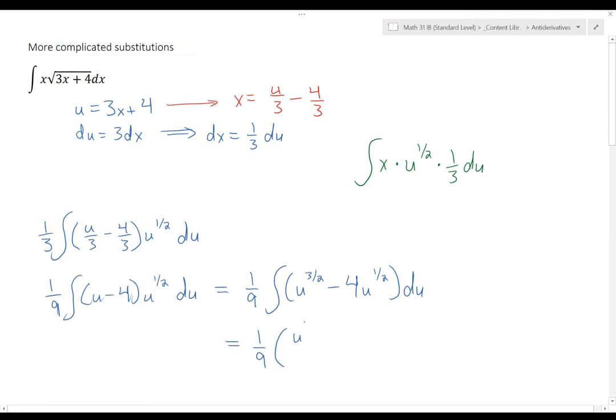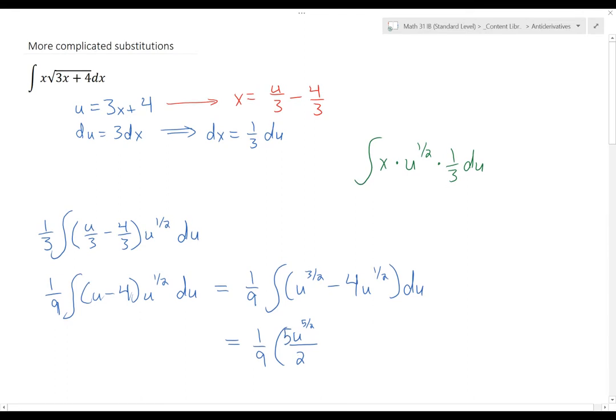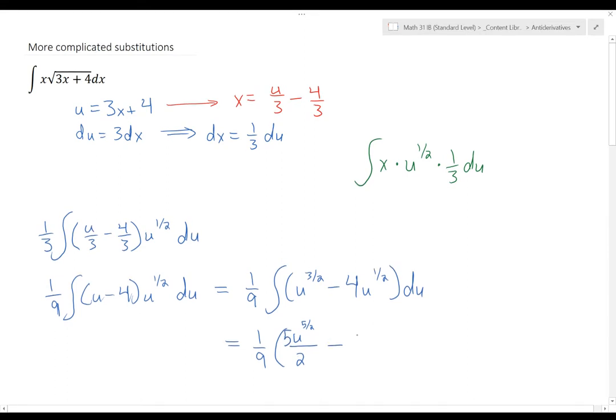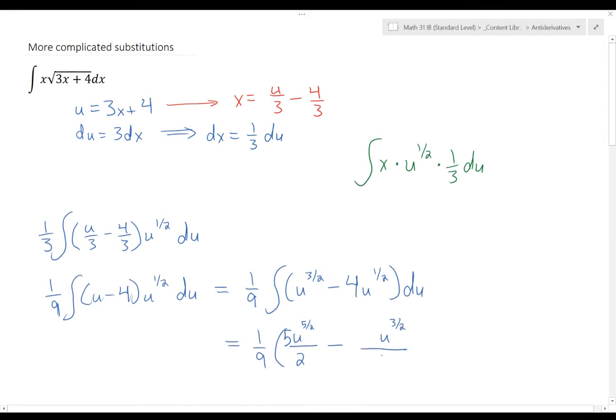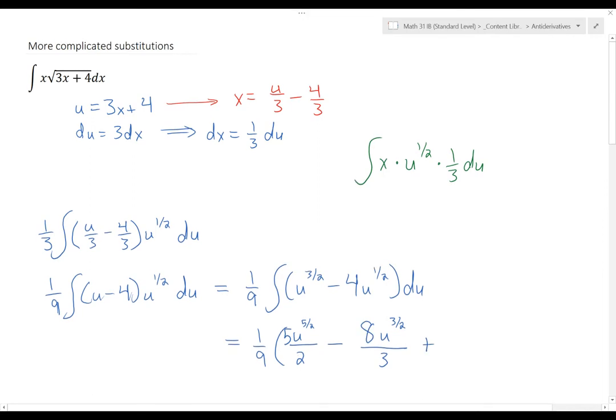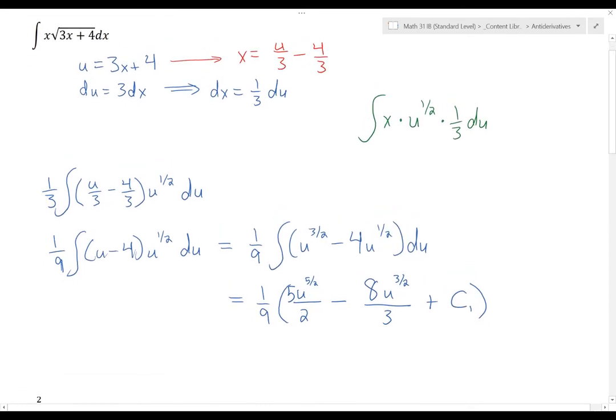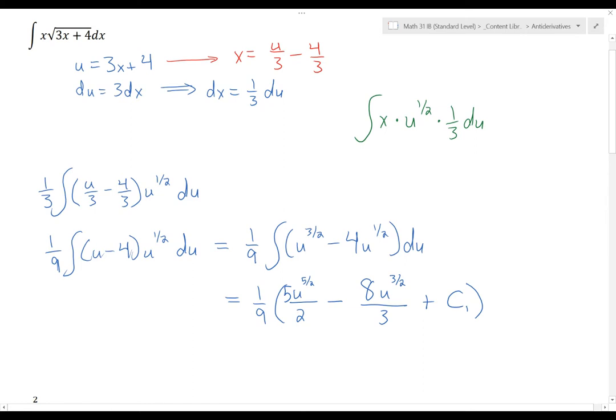So using the power rule, I get 1/9 times u to the power of 5/2 divided by 5/2, which ends up being the same as multiplying by 2/5, minus 4 times u to the power of 3/2 divided by 3/2, which ends up being the same as multiplying by 2/3. So I end up with this, plus some constant. And I'm going to call it C1 for the moment because I'm not quite done here.